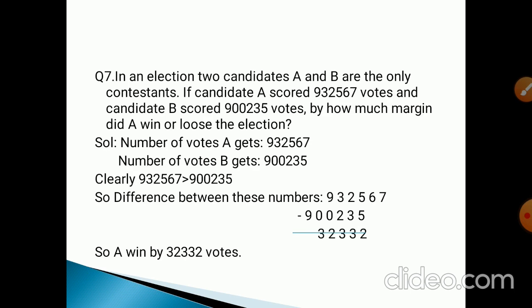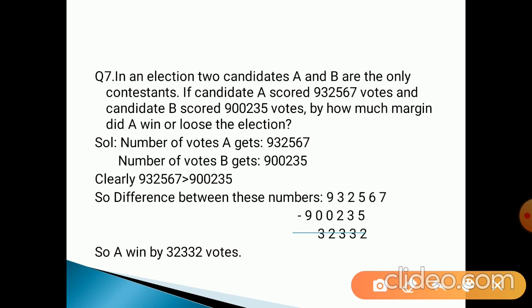Now solve another question. In an election, two candidates A and B are the only two contestants. If candidate A scored 9,32,567 votes and candidate B scored 9,235 votes, by how much margin did A win or lose the election?